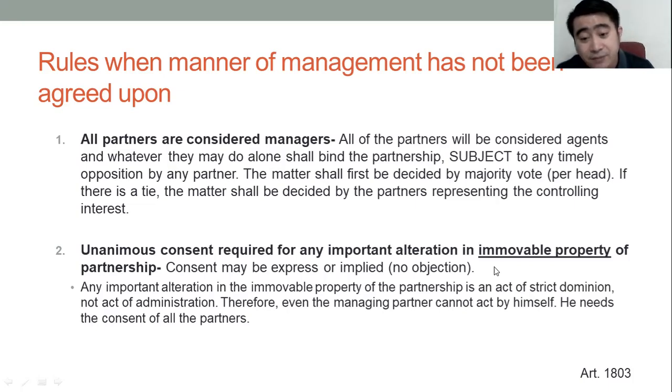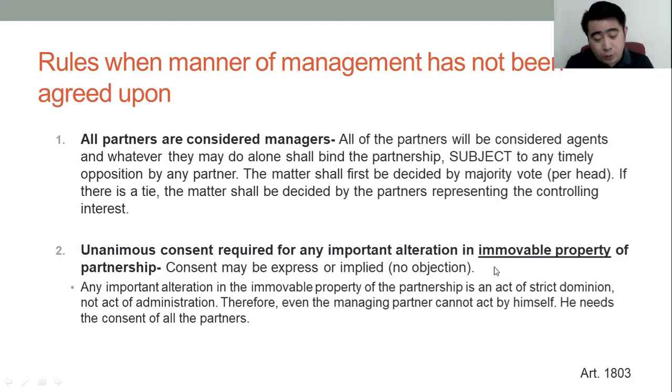So it's as if parang yung kanina, no, na maraming managing partners. So in this case, parang ganun din. The matter shall first be decided by majority vote per head. If there is a tie, the matter shall be decided by the partners representing the controlling interest. Number 2, unanimous consent is required for any important alteration in immovable property of the partnership.